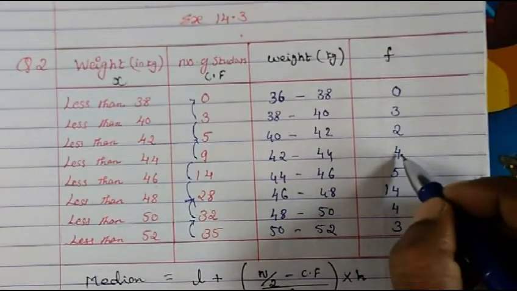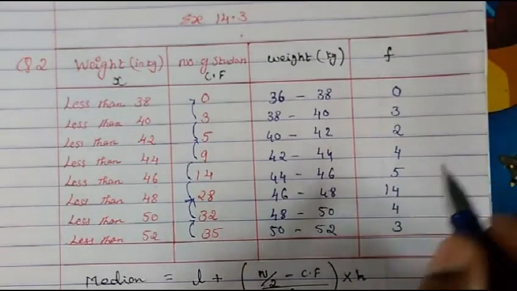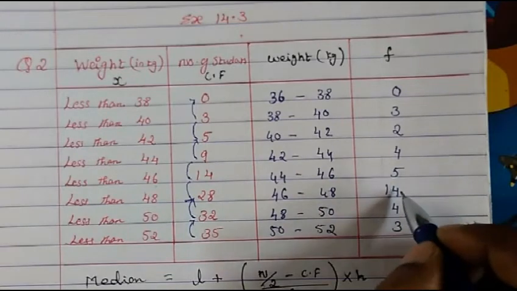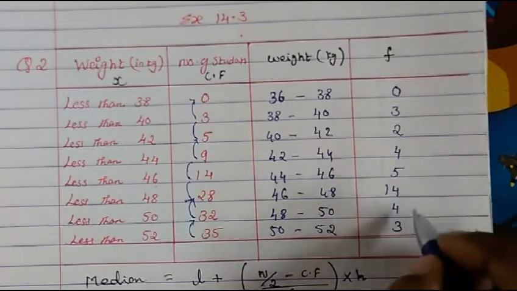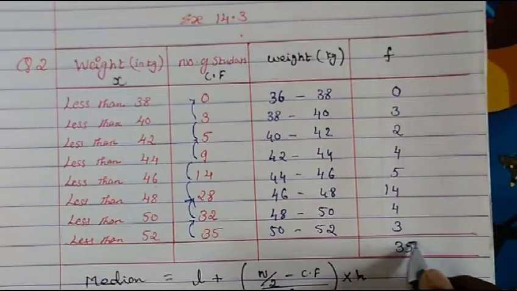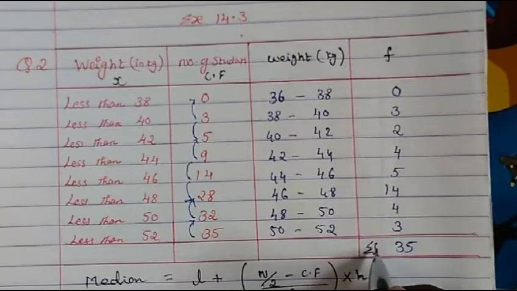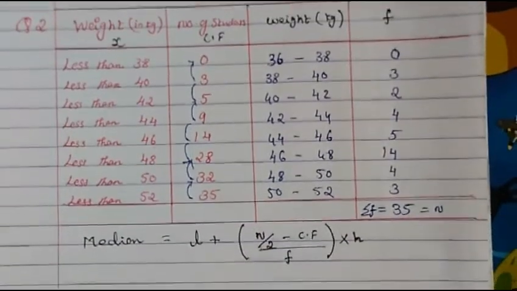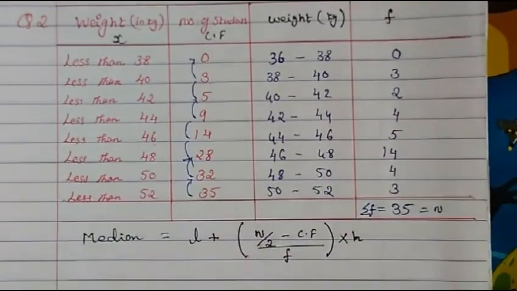3, 5, 9, 14, 28, 32, 35. See, we got 35. Summation of F is 35, and this is our capital N also. So exactly 35 we got. In the question we said 35 students, right? So now from here we have to get the upper limit and lower limit.